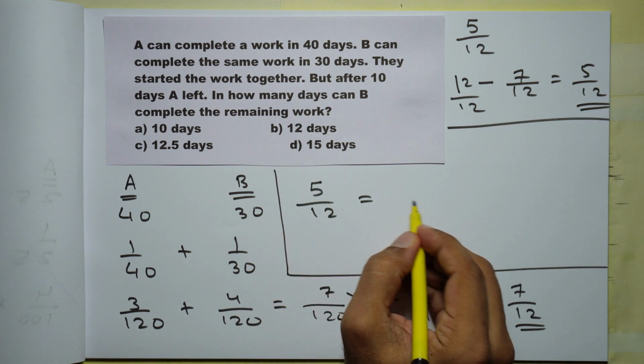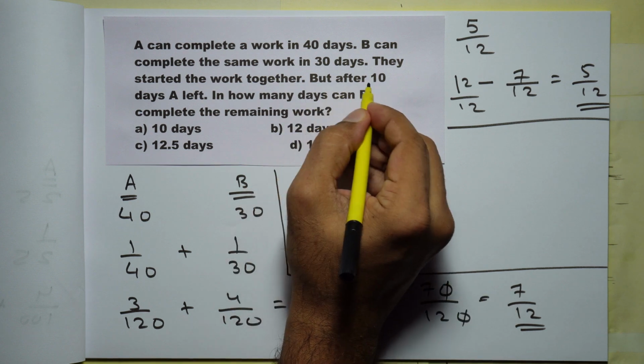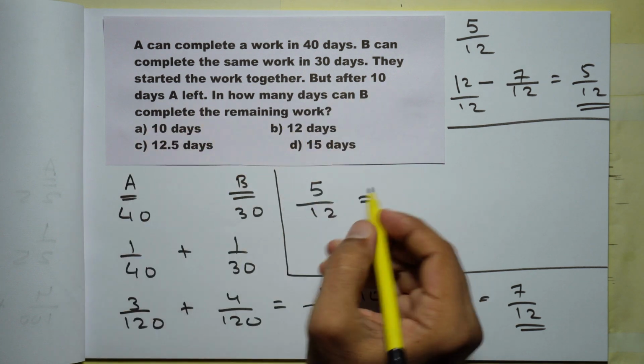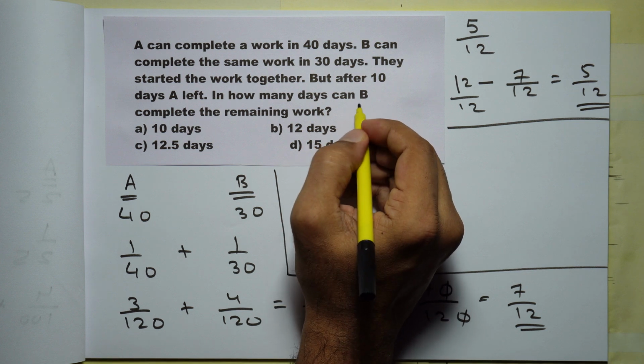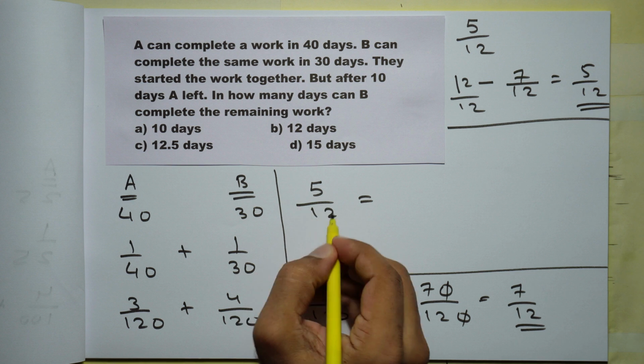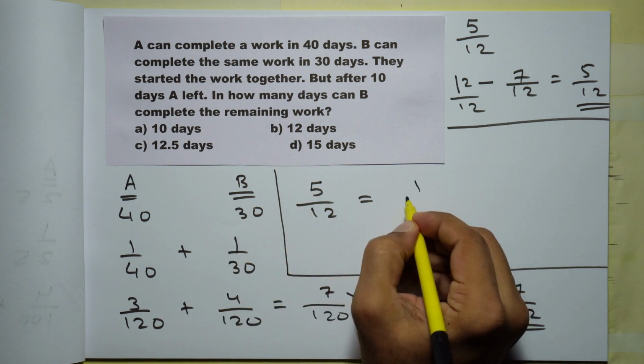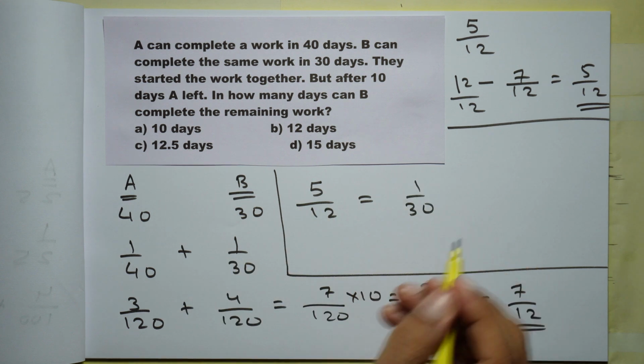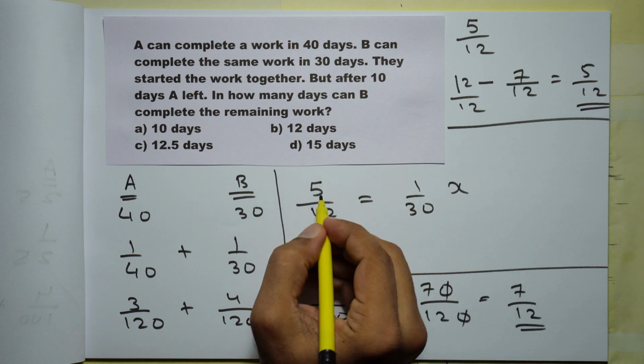And this is to be done by B. Because after 10 days A left. So the remaining work now has to be done by B alone. In how many days can B complete the remaining work? Remaining work is 5 by 12. Every day B will do 1 by 30th of the work. Like that for x days to do the remaining work.